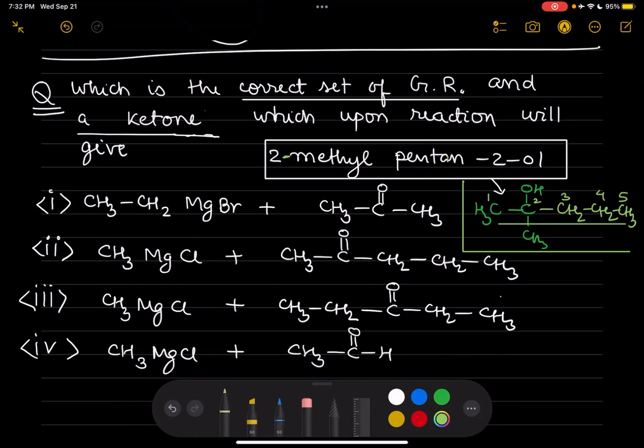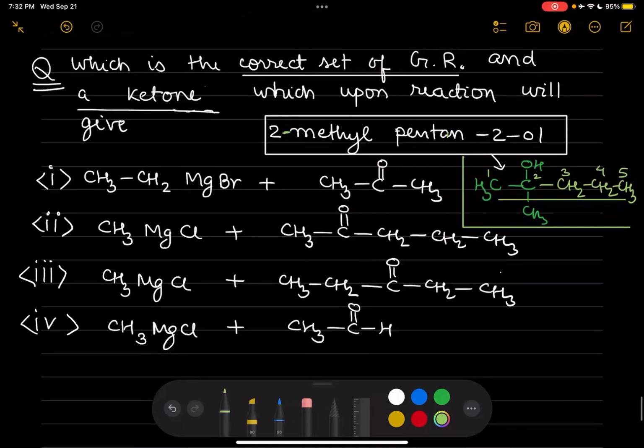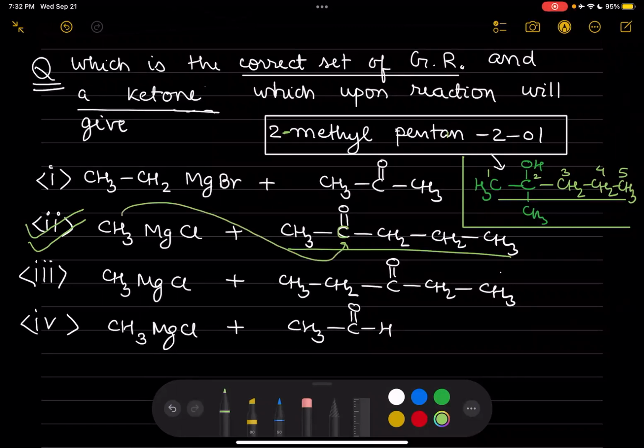So which set of ketone do I need to take? Second one, sir, from my side. Yeah, so the second one can be the right answer, right? Because 5 carbon atoms are there. C double bond O is on the second position, and the methyl is going to come and join in from the Grignard on the C double bond. Right? Sir, can the first one also be an answer?